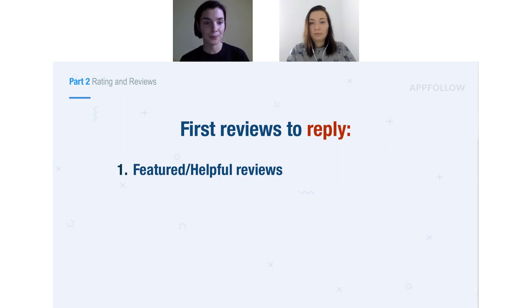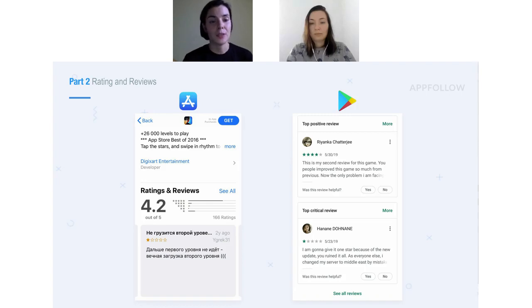Let me explain why. Have a look at these pictures. These screenshots are taken from the main app page. The first reviews your potential users will see on the main app page are featured reviews on the App Store and helpful reviews on Google Play. That's why it's really crucial to take care of these reviews and make sure you have as many positive reviews as possible. If you have some negative reviews among featured ones, it's really important to provide feedback so that your potential users can see that you are trying to solve the problem and that you are solving it.